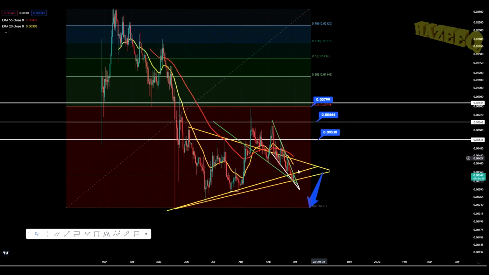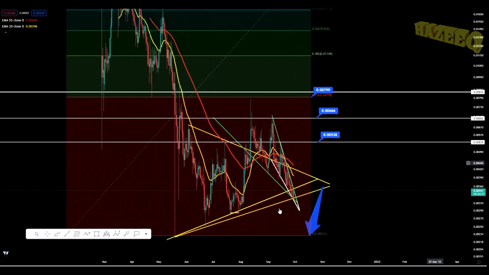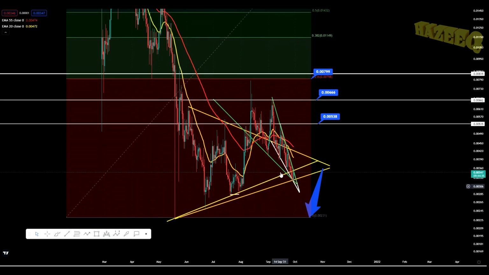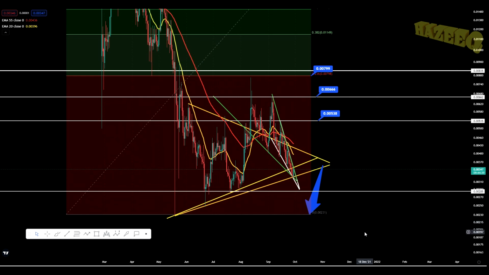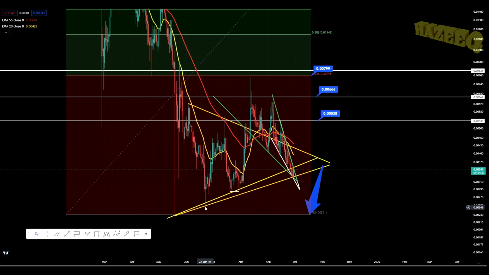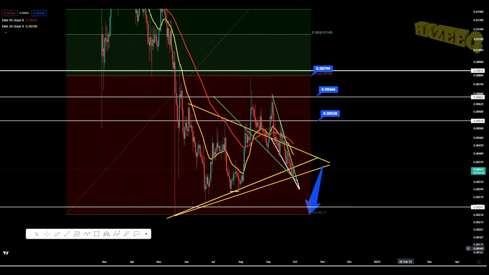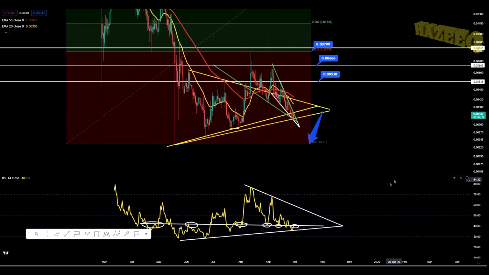Like I said, we need to hold support. We need to hold these two yellow lines, because if you're losing them, yeah, I would say you can come back even lower to this support at 0.00285. You can even come back lower to this support at 0.00247. So keep these levels in mind, guys. Have them buy orders up. And let's jump into the RSI.